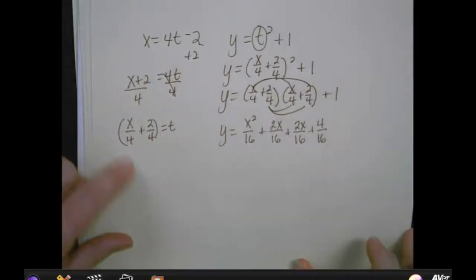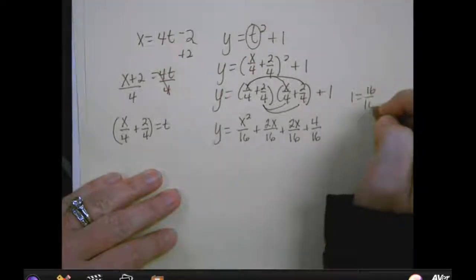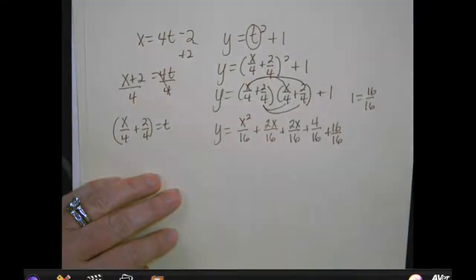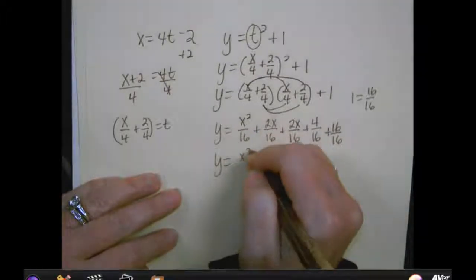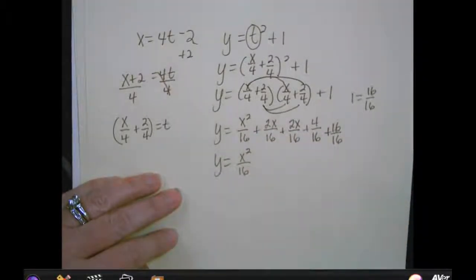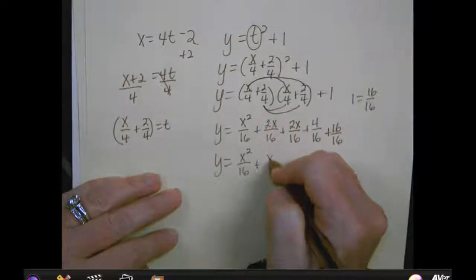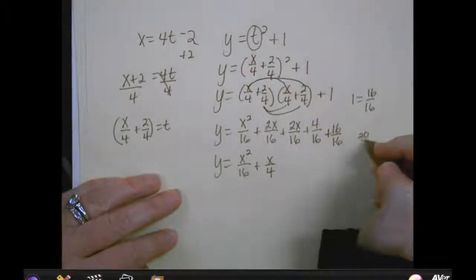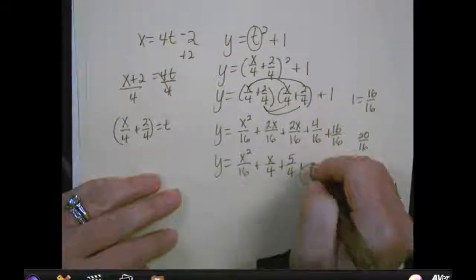Now I have plus 1, and I do need the 1 to be 16 over 16, right? So I'm going to replace that as 16 over 16. So I have x squared over 16, so I can't do anything with that. So now I have 4x over 16, x over 4. And when I add these two together, I have 20 over 16, and that reduces to 5/4. And that is your answer.